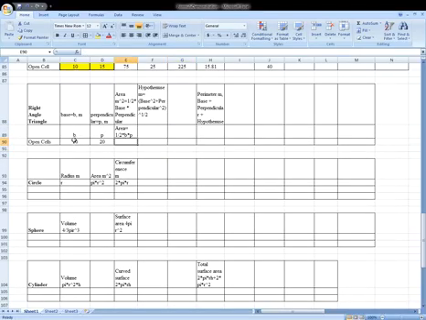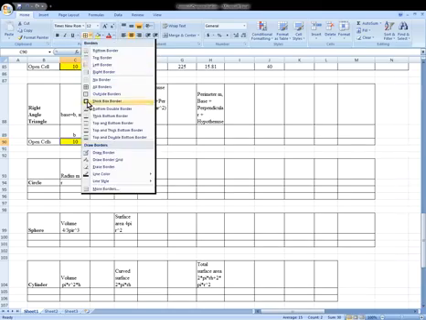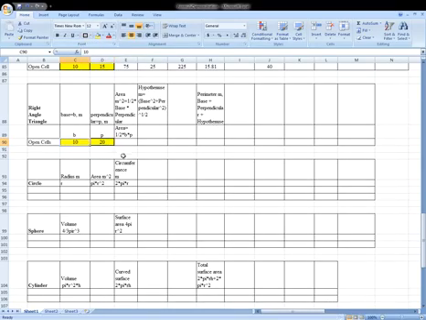Let's find out how much. We are talking about a right angle triangle, and area is half into base into perpendicular. So you got the area: half into 10 into 20, which is 100 square meters.